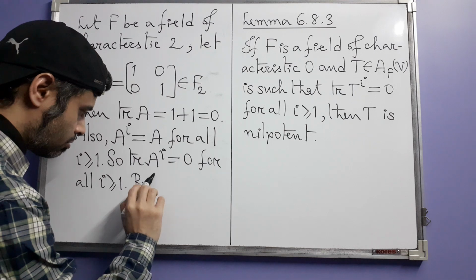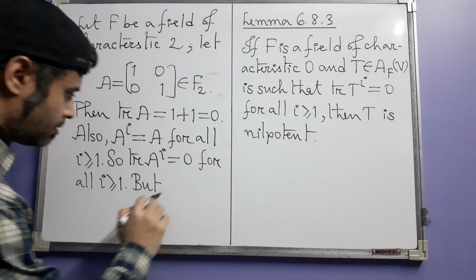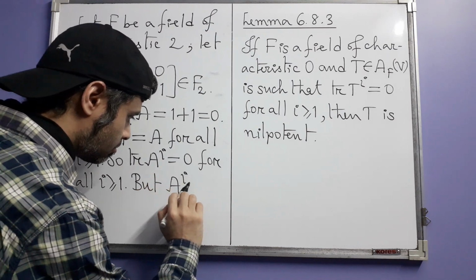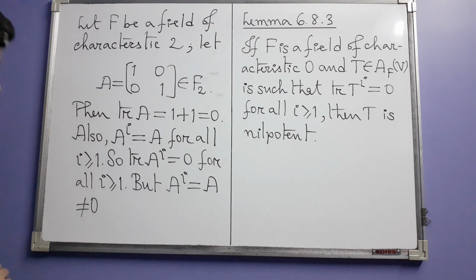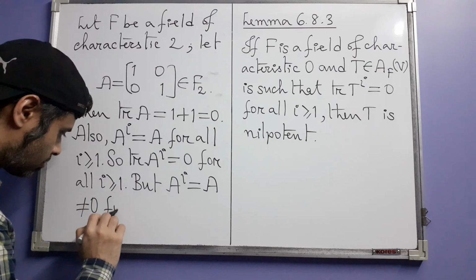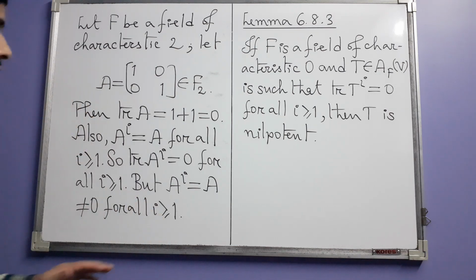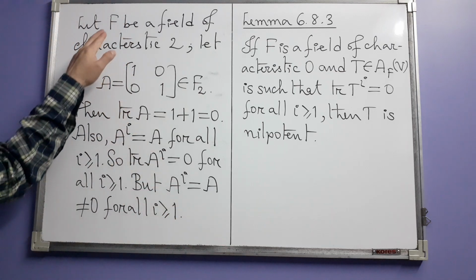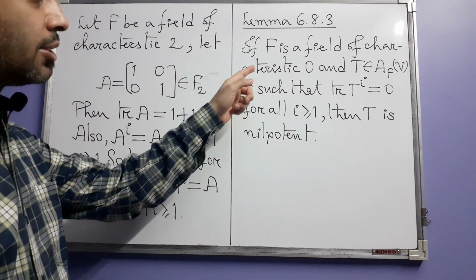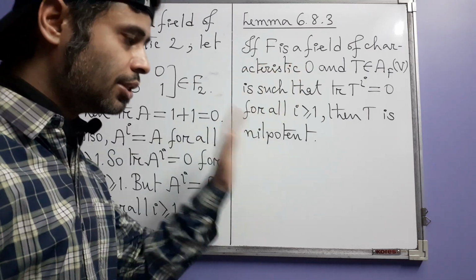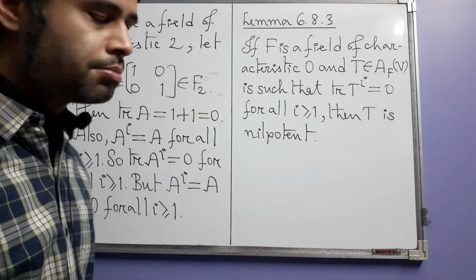But clearly A is not nilpotent, because we have seen just now that this is A itself, which is not the 2 by 2 zero matrix. So A is not nilpotent. Let us also note that F has characteristic 2. However, if one assumes that F has characteristic 0, then the converse is true. And this is our lemma 683, and we are now going to prove it.